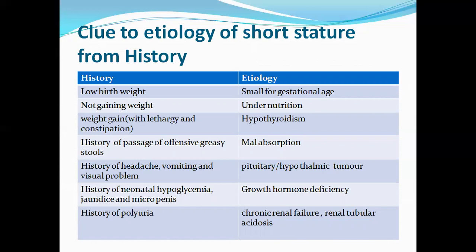It may be a case of hypothyroidism, which will affect the growth ultimately. Then history of passage of offensive greasy stools can help us in diagnosing malabsorption. History of headache, vomiting, and visual problem means we may be dealing with pituitary or hypothalamic tumor. History of neonatal hypoglycemia, jaundice, and micropenis is a growth hormone deficiency sign. And if there is history of polyuria, we may be dealing with chronic renal failure and renal tubular acidosis.